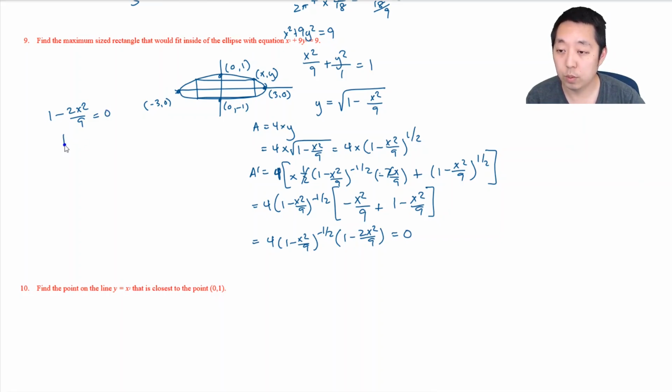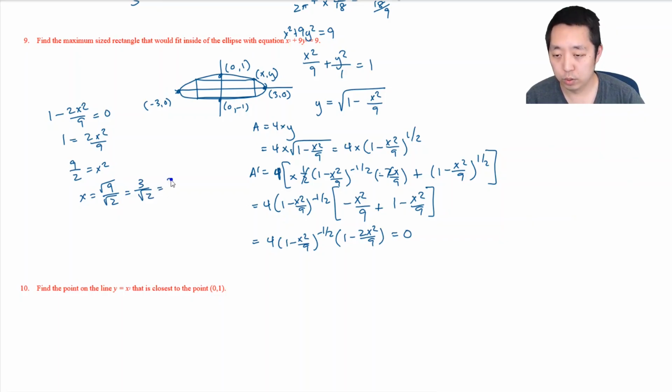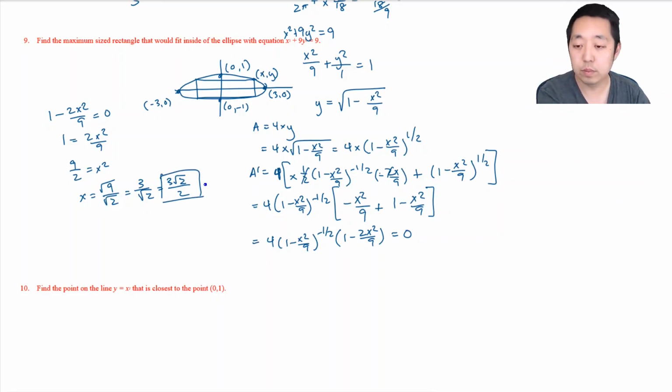And so this would be 1 is equal to 2x squared over 9. So 9 halves is equal to x squared. So x is equal to root 9 over root 2, taking the square root of both sides. That's 3 over root 2, which is 3 root 2 over 2. And that's my x coordinate.